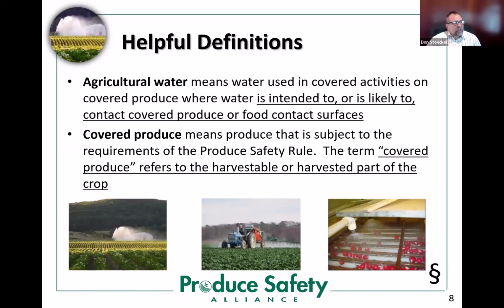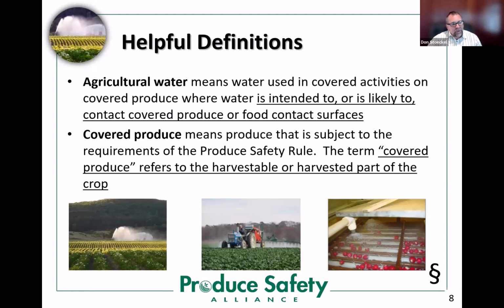The definitions are so important because if it's not used as agricultural water, the risks are managed by how the water is used, and it's not covered by the Produce Safety Rule Subpart E requirements. So in this slide, you can really point out, you can read the definition, you can do whatever you want to do to point out that agricultural water is intended to contact covered produce or food contact surfaces, and then also discuss what covered produce means.